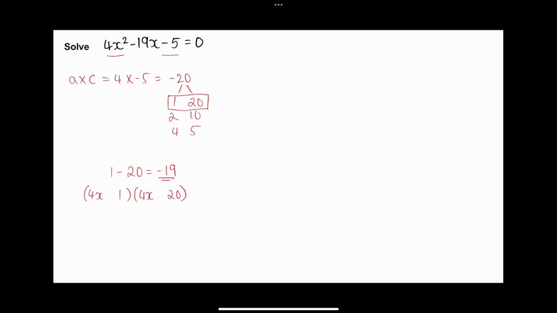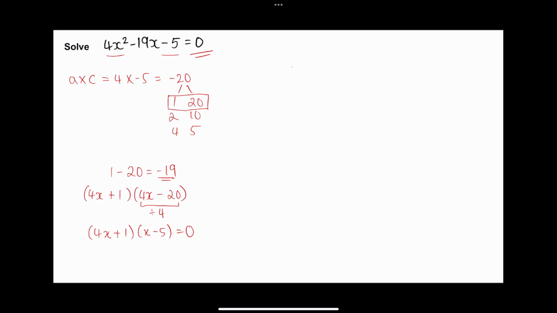Now let's create the brackets, which would be 4x plus 1 and 4x minus 20. The second bracket can be simplified further to give you 4x plus 1 and x minus 5 by dividing the second bracket by 4. Remember, we are solving this equation, so let's equate this to 0.